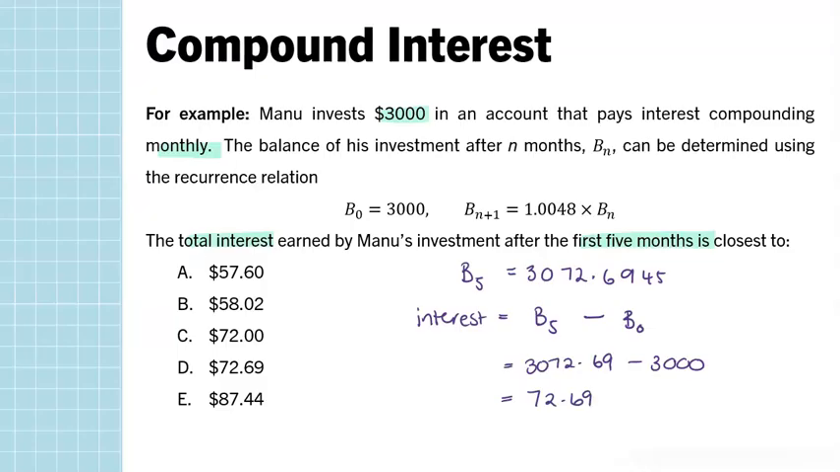And so we see there $3,072.69 minus $3,000, the initial amount, left us with $72.69. So answer option D.